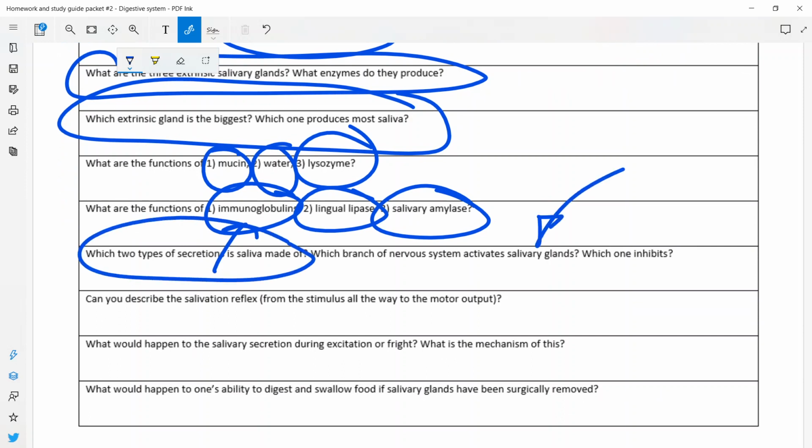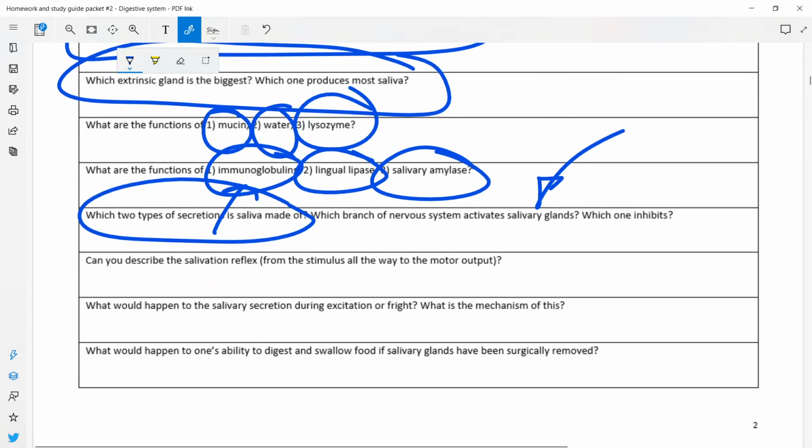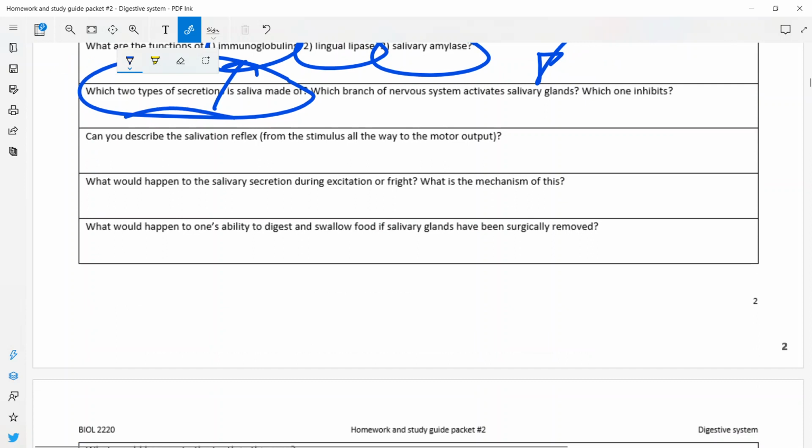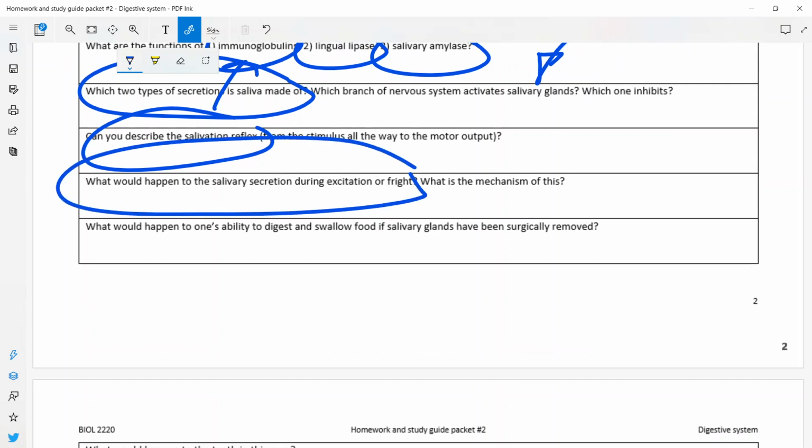Salivary glands are activated by the parasympathetic nervous system, remember, and it's an autonomic reflex. Parasympathetic activates, sympathetic inhibits, all autonomic reflex. Salivation reflex: food in the mouth sends a signal to the medulla. The medulla, via the parasympathetic system, stimulates salivary glands to release saliva. With sympathetic stimulation, salivary secretion will be reduced.